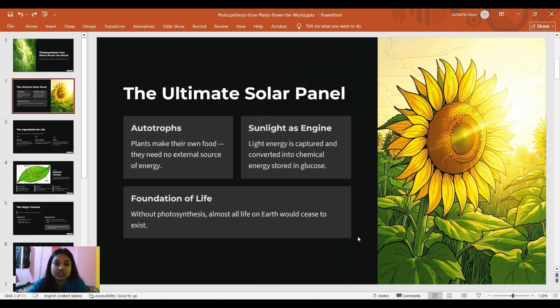Why? Because plants make their own food. They need no external source of energy. They use sunlight as an engine. Light energy is captured and converted into chemical energy stored in glucose. Foundation of life. Without photosynthesis, almost all life on earth would cease to exist. Okay, so here we are learning about the ultimate solar panel, that is the sun.